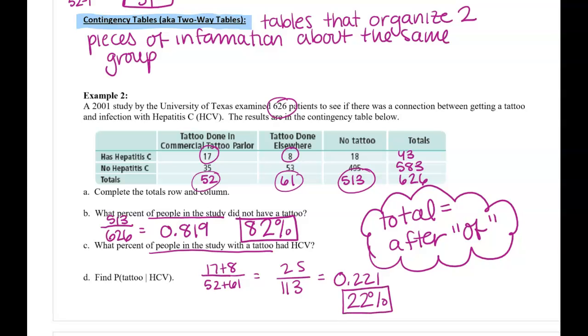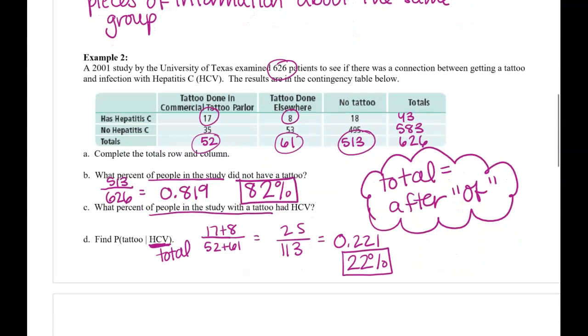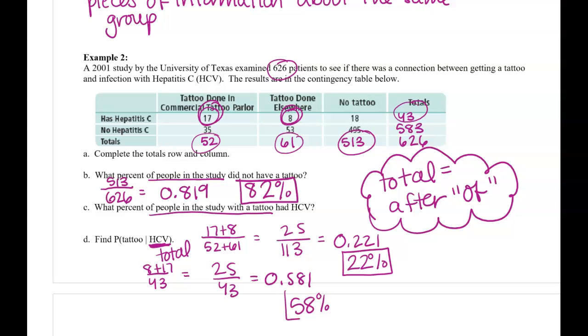Probability of tattoo given HCV, our total is after that bar, so that is our total. So looking at all the people that had HCV, that was 43. So that's our denominator. People with a tattoo out of those was our 8 and our 17 again. So we have 25 out of 43, which is 0.581, or about 58%.